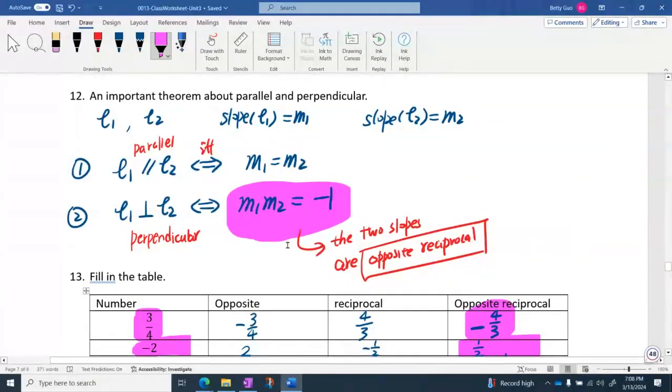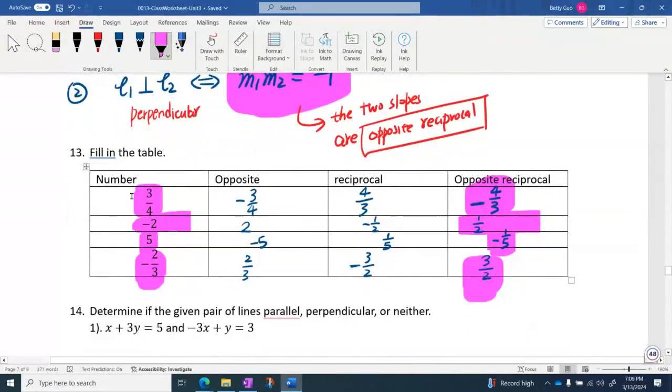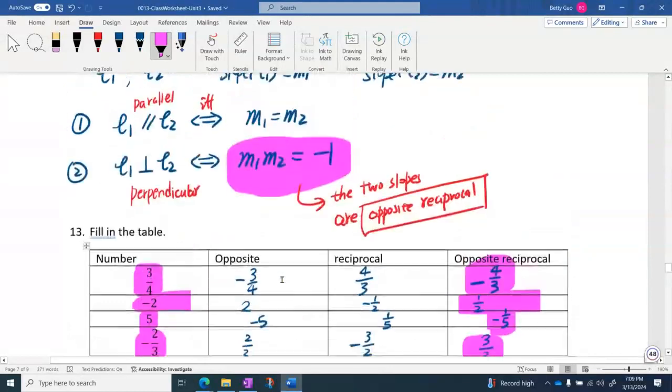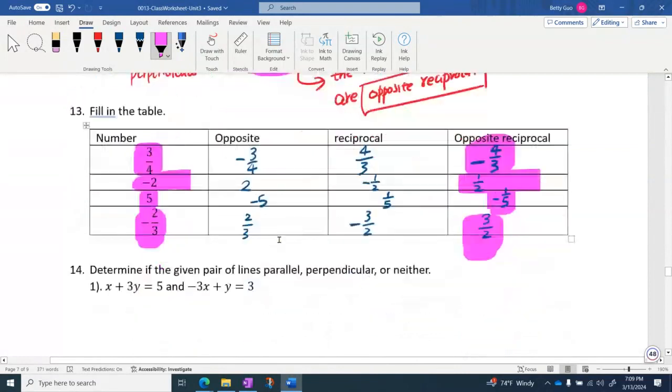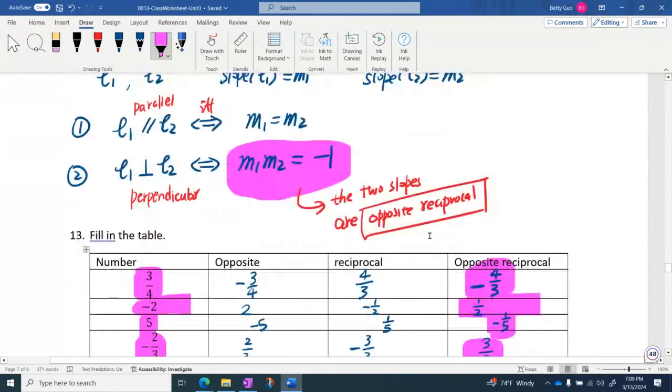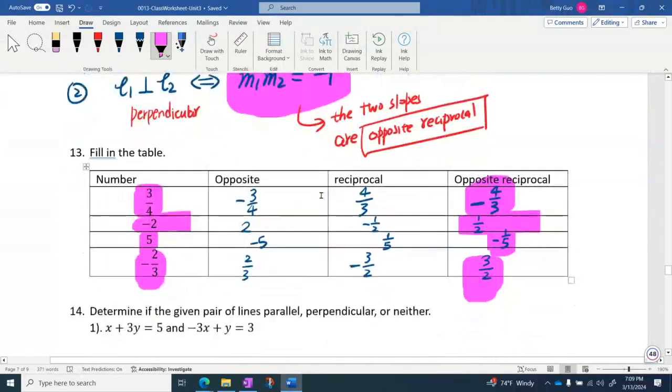Again, the two conclusions need you to memorize. I believe after we do number 13, at least you have a pretty strong impression about conclusion number 2. Conclusion number 1, I don't think you need to make much effort to memorize. The problem is number 2. But after we practice this, you should at least have some impression about the condition. Opposite reciprocal.